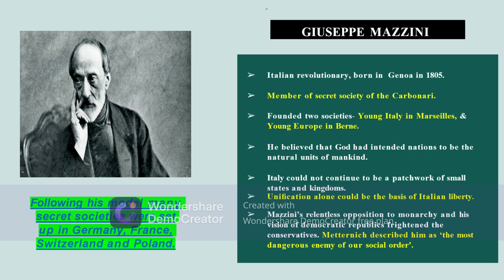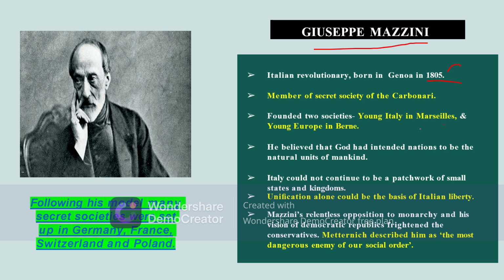Now let us look at a famous revolutionary, Giuseppe Mazzini. He was an Italian revolutionary born in Genoa in the year 1805. In old textbooks, if you check, it is given as 1807, but according to the new NCERT 2025-26 edition, it is 1805. So kindly follow this one. He was also a member of a secret society of that time, that was Carbonari. He founded two secret societies. One was Young Italy in Marseilles and Young Europe in Bern. Young Italy is located in France and Young Europe is located in Switzerland.